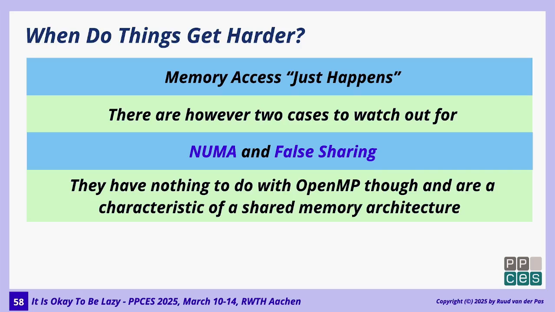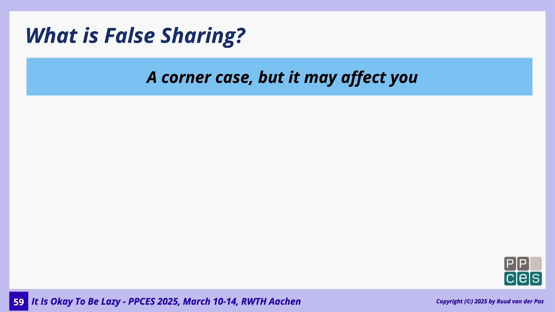I was talking to a friend of mine, he was here earlier this week, and he told me he found a case of false sharing in libc. So it can be everywhere. The fact is we use OpenMP and we see it, but again, it's independent of OpenMP, just so you know. It's because we're using a shared memory architecture.